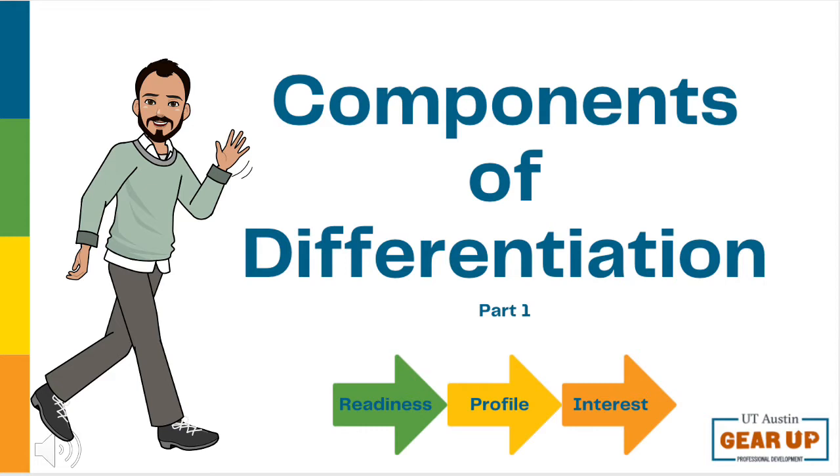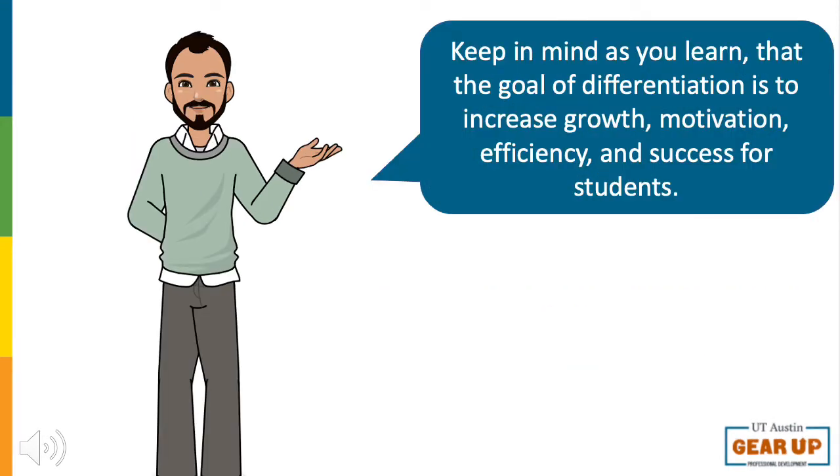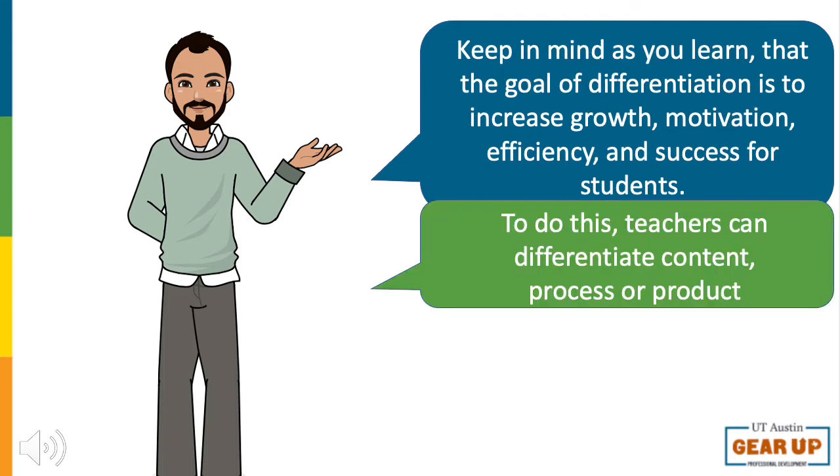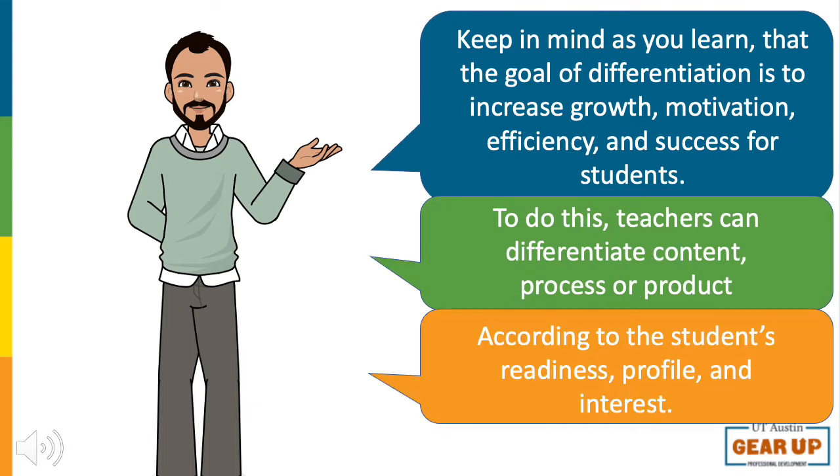As you watch and listen, keep your note-taking guide accessible to write down characteristics and examples of these 6 dimensions. The ideas presented are from Carol Ann Tomlinson, adapted from How to Differentiate Instruction in Academically Diverse Classrooms. Keep in mind as you learn, the goal of differentiation is to increase growth, motivation, efficiency, and success for students. To do this, teachers can differentiate content, process, or product according to the student's readiness, profile, and interest.